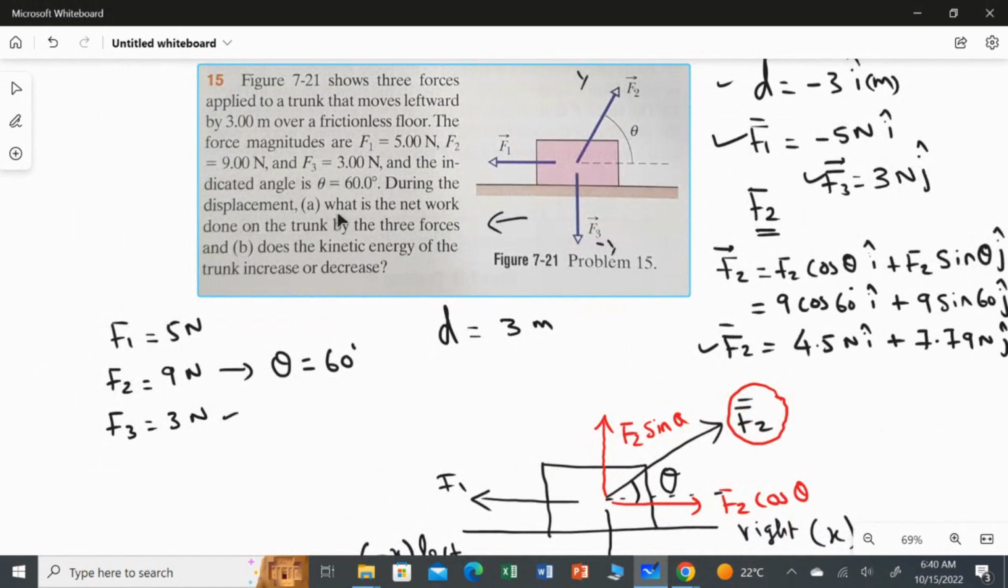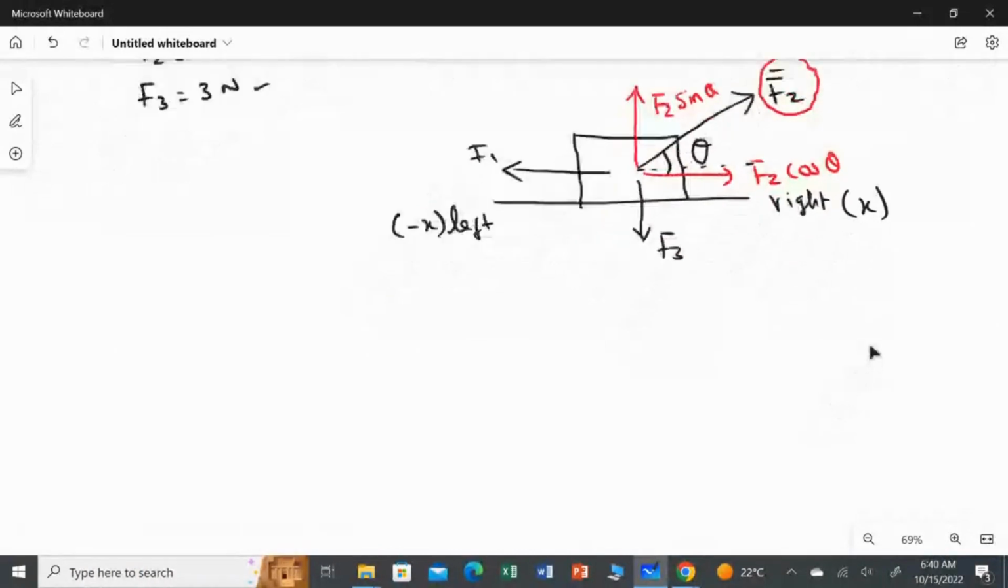Now what we are going to do, we are going to find the answer for the first part. What is given in the first question? We have to find the value of net work done on the trunk by these three forces. That means if you want to find the net force, first you have to find the work done based on first force, the work done based on second force, the work done based on third force. So we have to go for that equation.